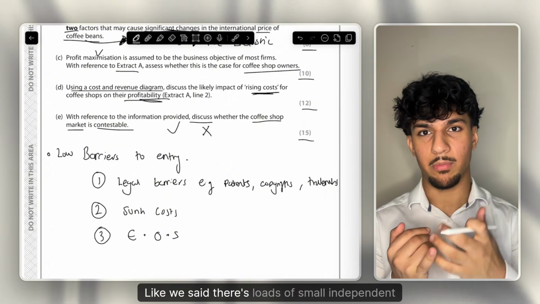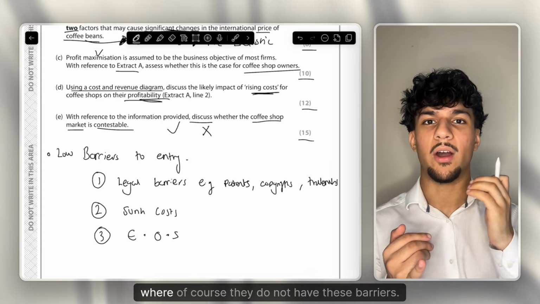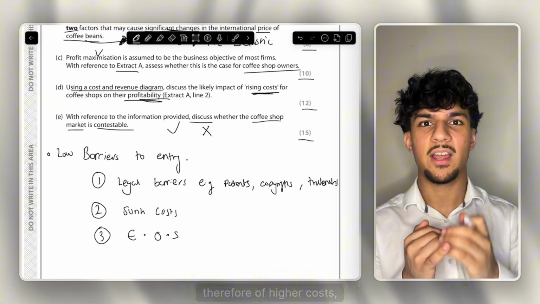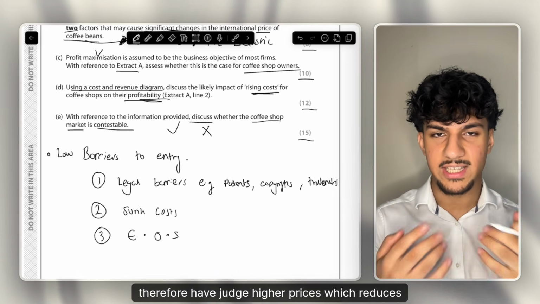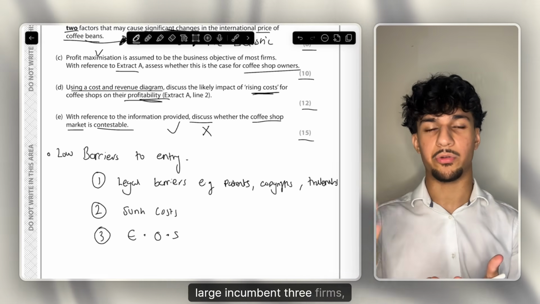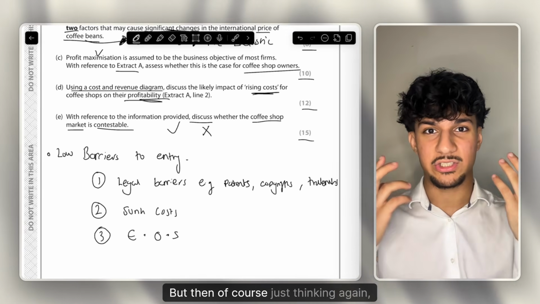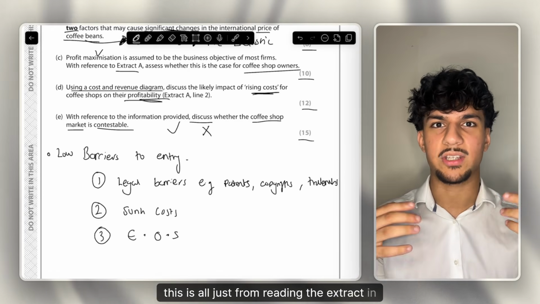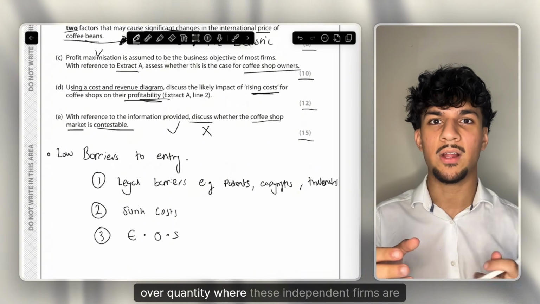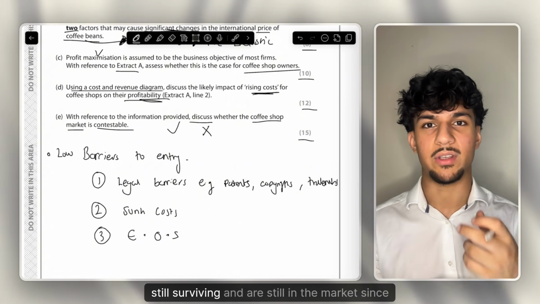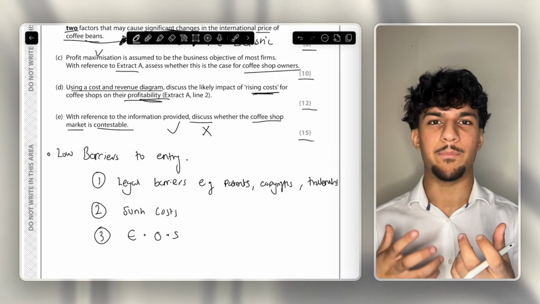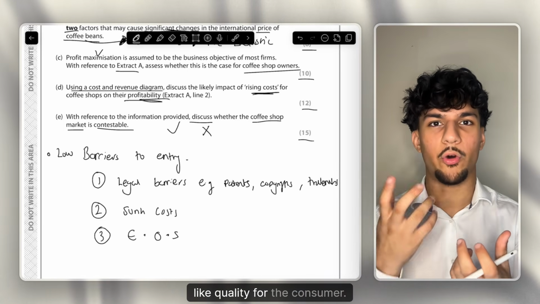These, like we said, there's loads of small independent stores where, of course, they do not have these barriers, they do not have these economies of scale, therefore have higher costs, therefore have to charge higher prices, which reduces their competitiveness relative to the large incumbent 3 big firms. But then, of course, just thinking again, this is all just from reading the extract. In evaluation, remember the extract does mention about quality over quantity, where these independent firms are still surviving and are still in the market since they provide better quality, a better atmosphere, just a better overall quality for the consumer.